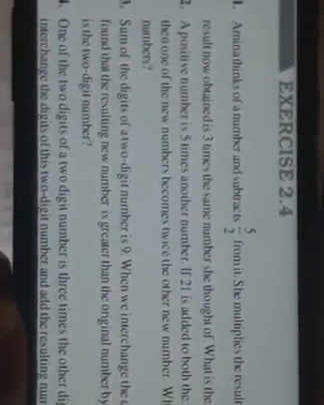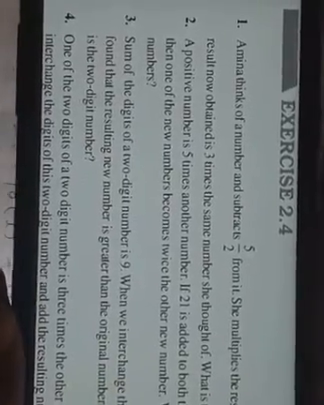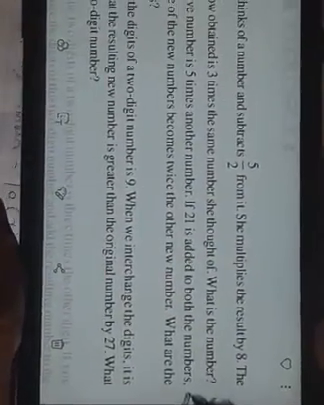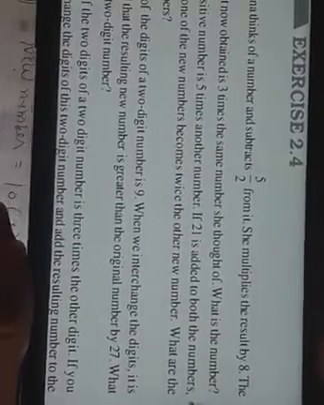See here, the third number question: the sum of 2 digits of a 2-digit number is 9. We have a 2-digit number and the sum of its digits is 9. When we interchange the digits, it is found that the resulting new number is greater than the original number by 27. We need to interchange them.